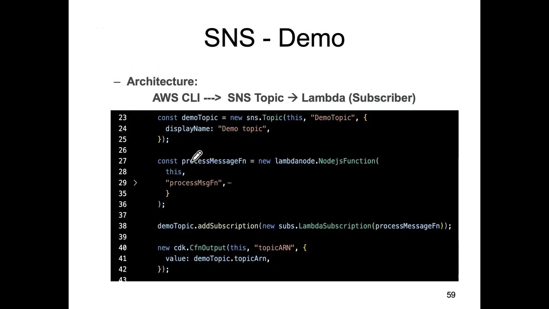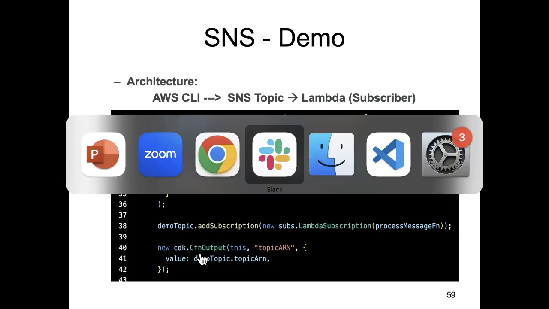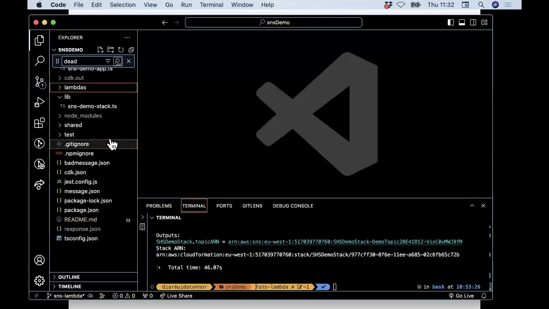That's how we create the topic. I've got my Lambda function, which doesn't have anything unusual in terms of its configuration and properties. And then I'm hooking up my Lambda as a subscriber to this topic, and I'm outputting the ARN of the SNS topic, which I will need when I'm using the CLI. So if I flip over to VS Code, this is the 101 example, we might call it.